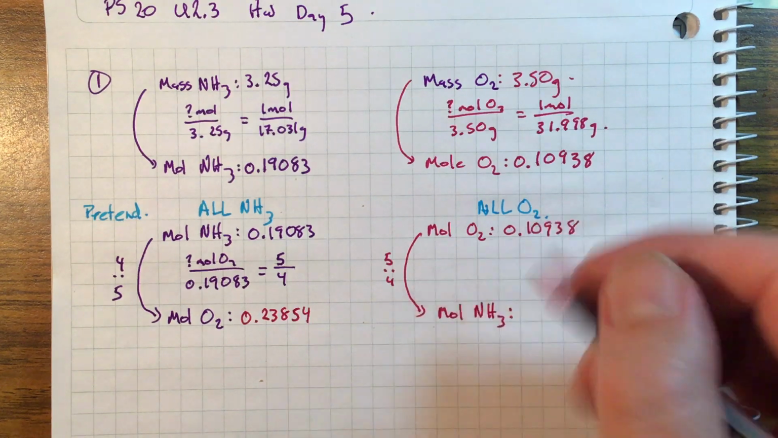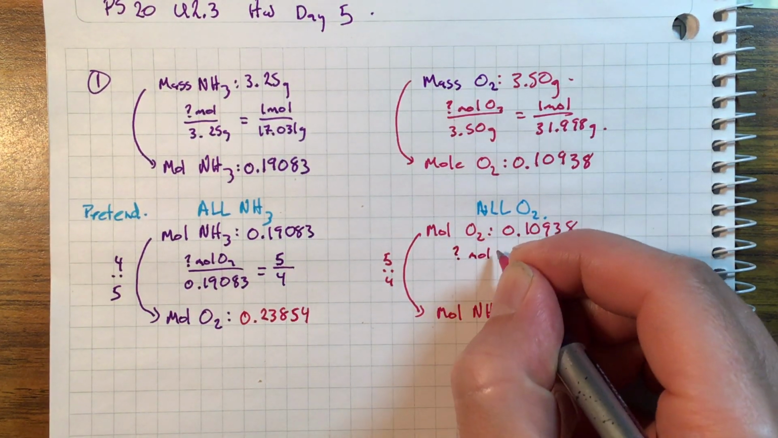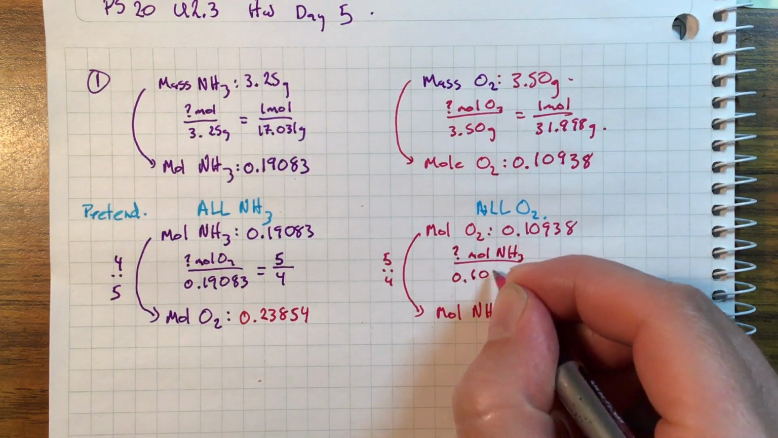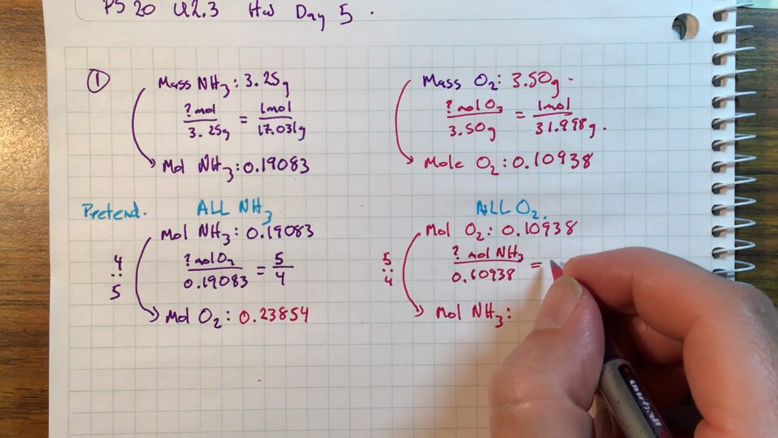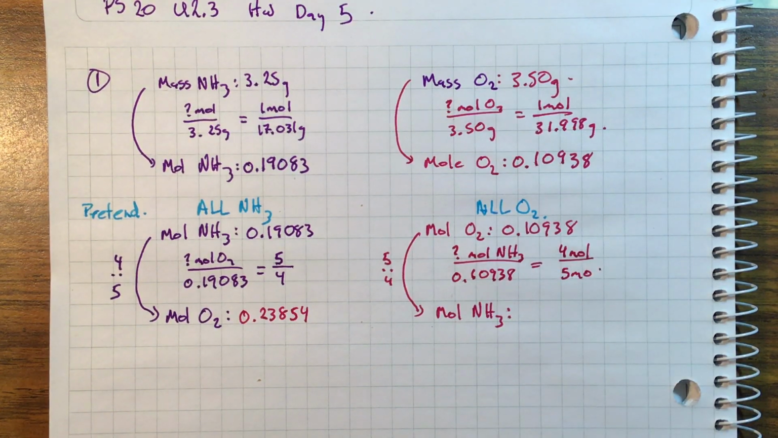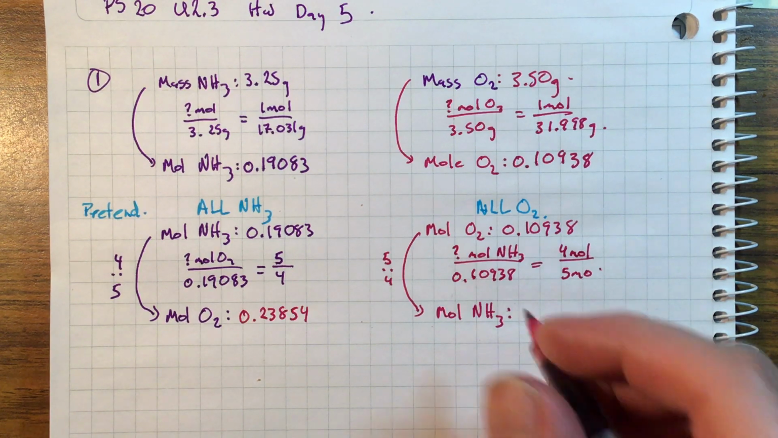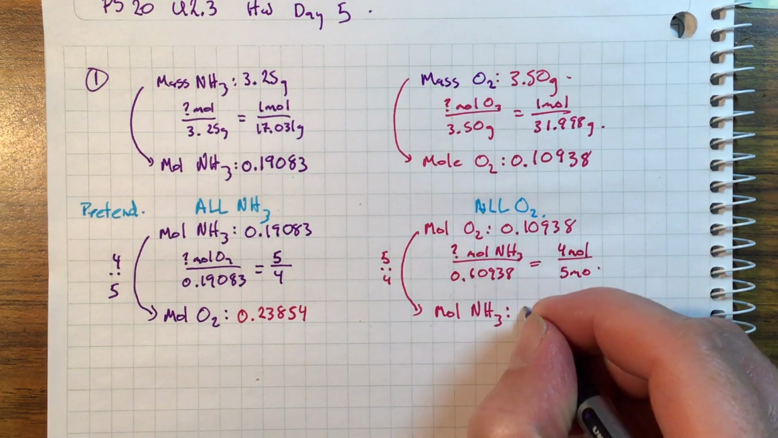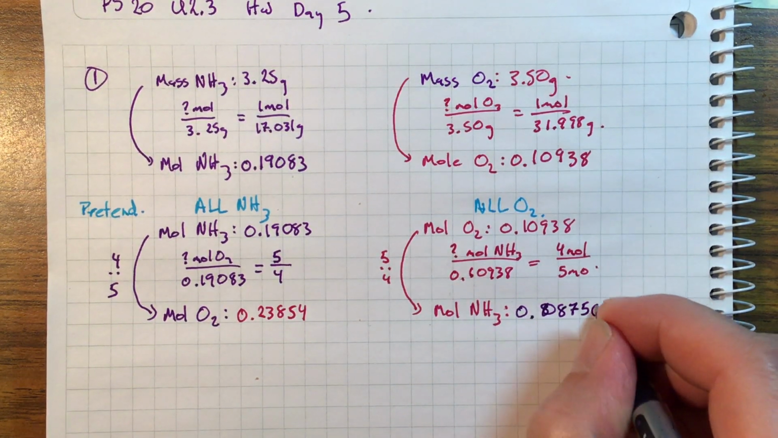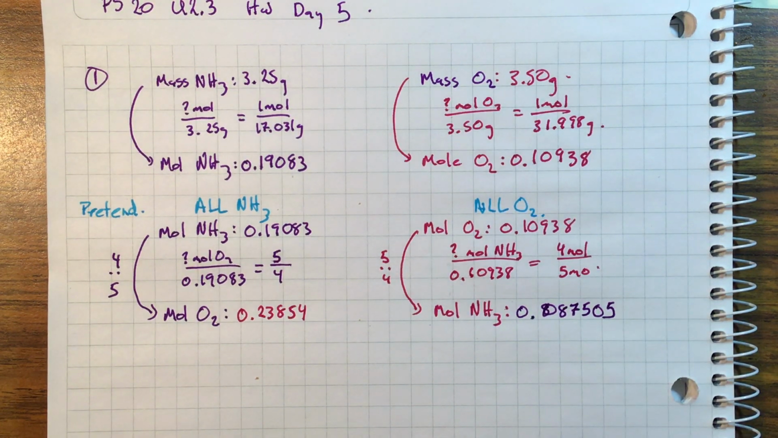5 significant figures. Now over here we're doing how many moles of NH3 will react with 0.10938 moles of O2 if the ratio is 4 moles of NH3 to every 5 moles of O2. So you take my 0.10938, times it by 4 and divide it by 5, and I get a total of 0.08750, 5 significant figures.